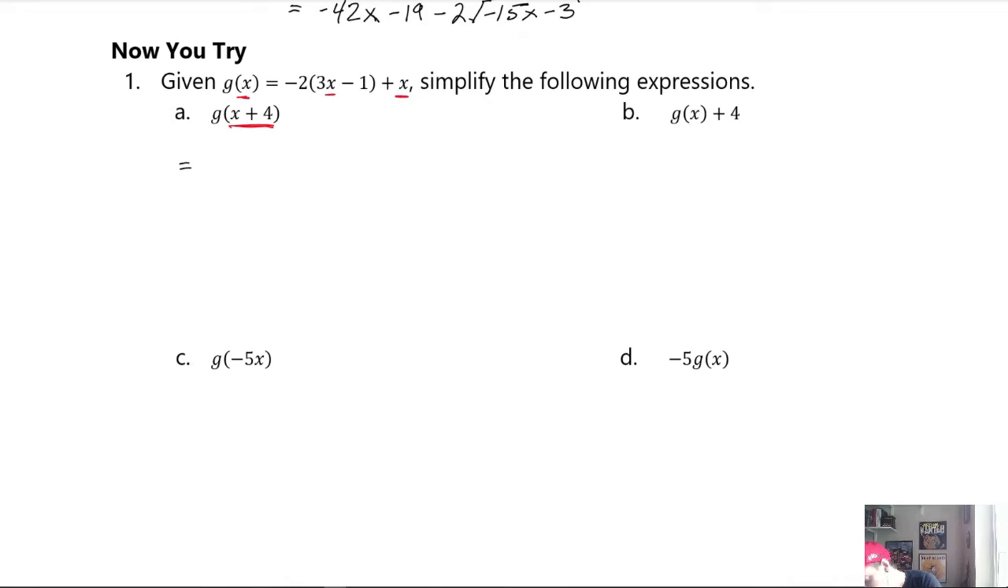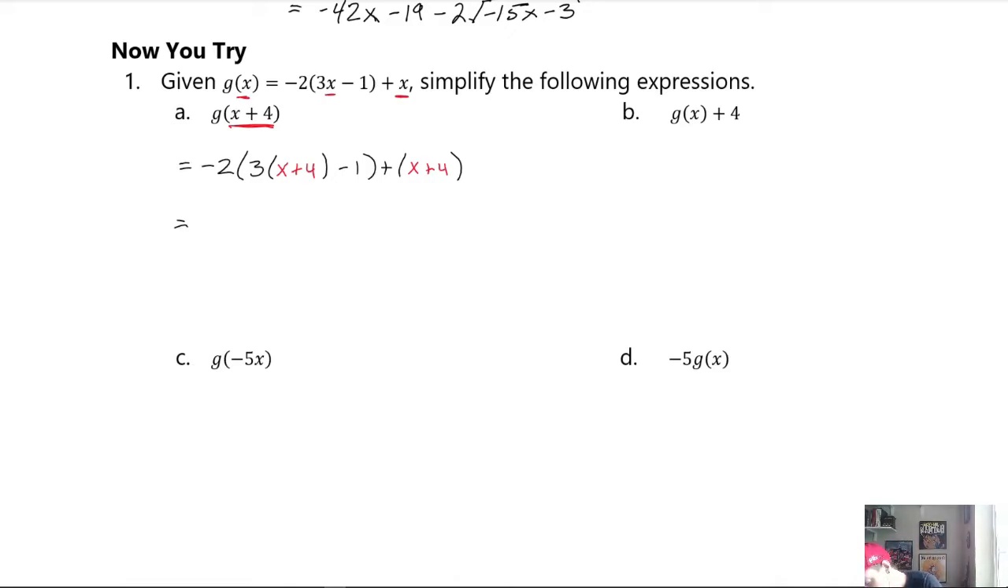So what we'll get here is that this equals negative 2 times 3 times, now there was an x in the original expression for g, so we'll replace that with x plus 4 and close our parentheses. Then we'll go minus 1 to continue our expression for g, and we go plus, and then there was an x in the original expression for g, so once again we replace this with the new input of x plus 4.